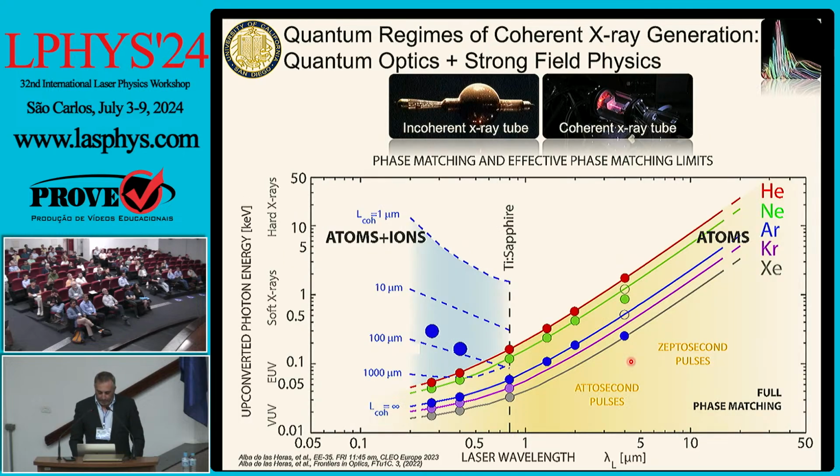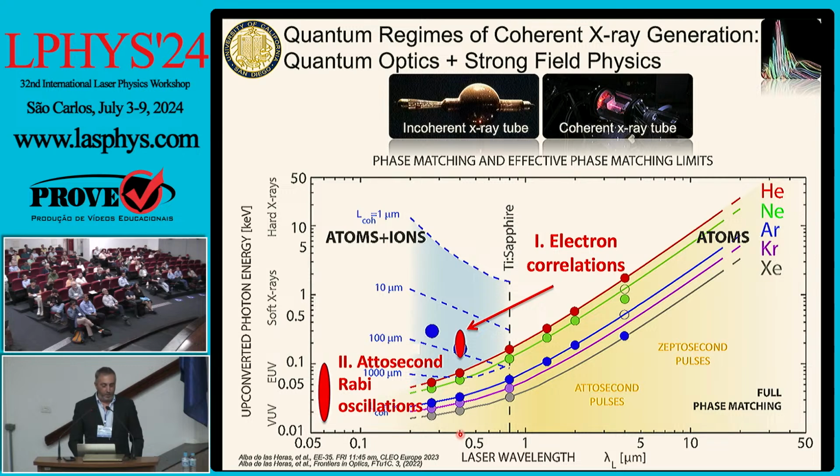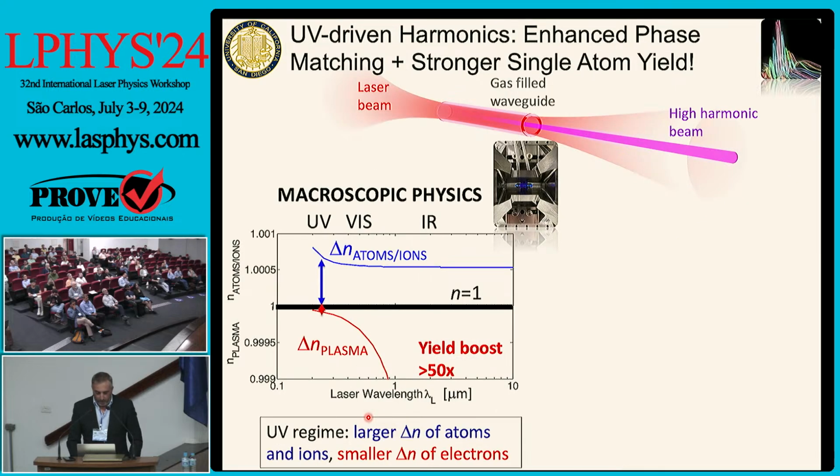So I'll start with the first regime where we have electron correlations and we use ultraviolet lasers at 400 nanometers. The second regime that I'll cover a little bit later will use 60 nanometer light, and again we extend the emission into the soft X-ray region of the spectrum with some attosecond Rabi oscillations. So why do we care about ultraviolet lasers?